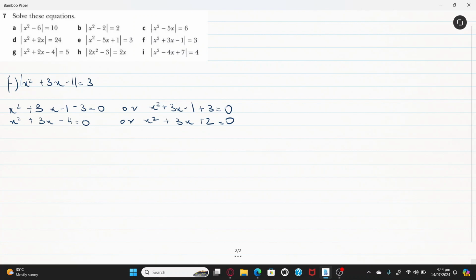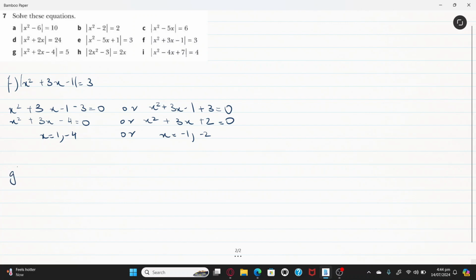So that's going to give us x equals 1 and x equals -4, or for the other two sets of values, we are going to get 1, positive 3 and positive 2. That's going to give us x equals -1 and x equals -2. So here we have it. We have four sets of values for our modulus equation, whatever you want to say.